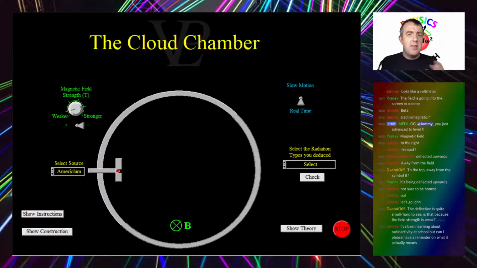Anything that emits an alpha particle is an alpha source. Radioactivity is the general name for this phenomenon where nuclei decay by emitting other particles.